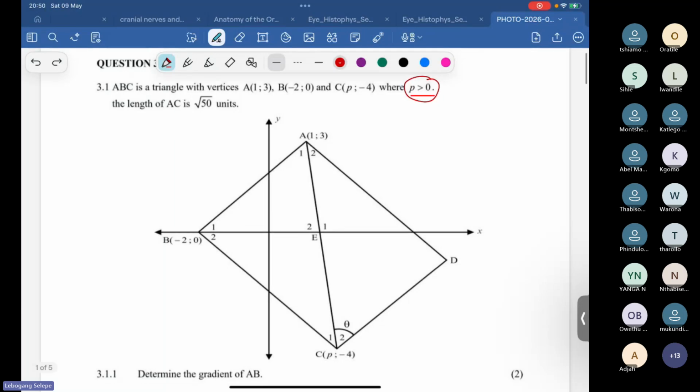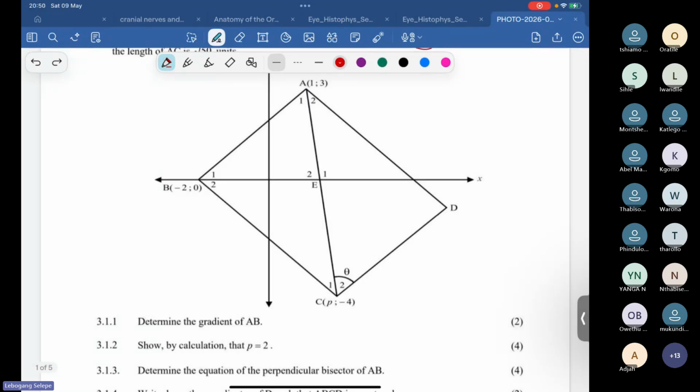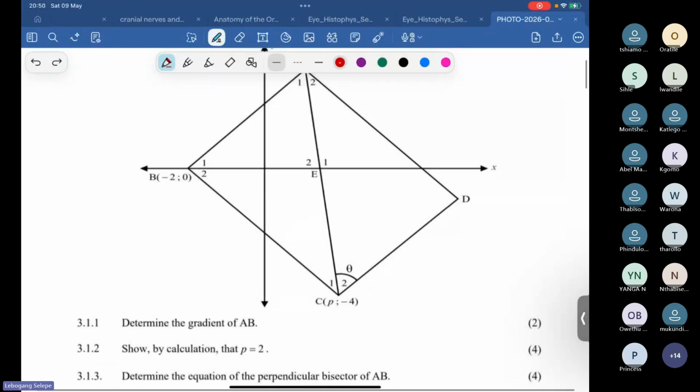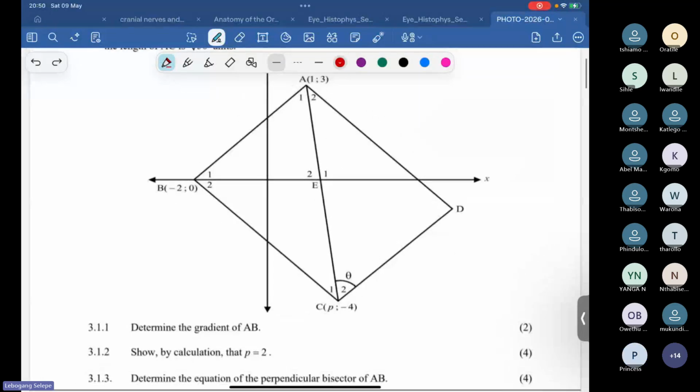Now, the first question says to us, we need to determine or calculate the gradient of AP. Do you still remember how we do that? How do I calculate the gradient of AP? Anyone? Right, in this case, it is change in y over change in x. Perfect. It's change in y over change in x because I do have the two coordinates of A and B.